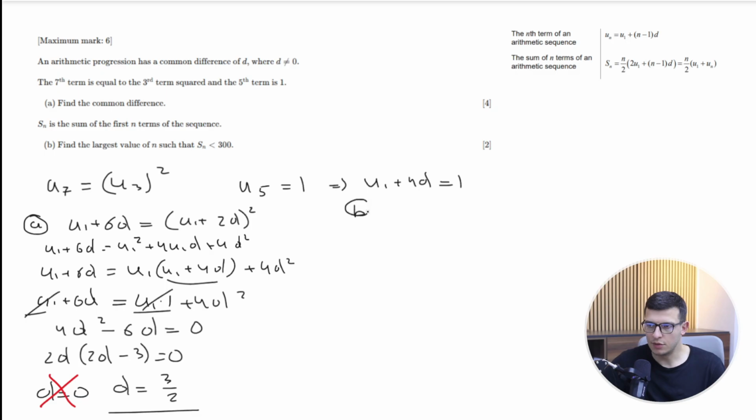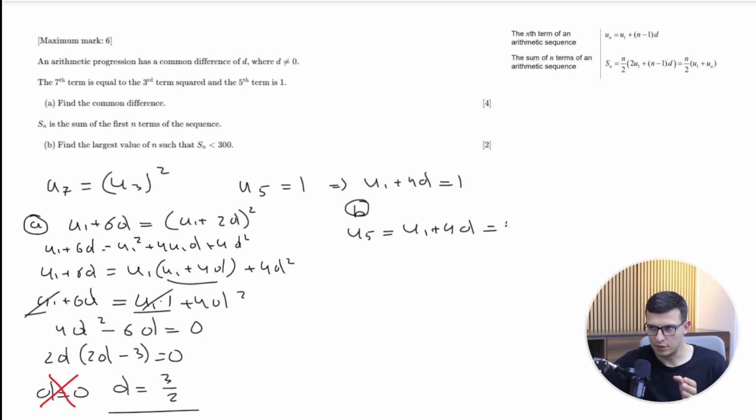Now let's take a look at question part B. Sn is the sum of the first n terms of the sequence. Find the largest value of n such that Sn is less than 300. Now, this is a bit more complicated than the questions that we did in the first video, but like I said, we use our formula. So for Sn, we don't know what n is, but we know what our d is. If we know our d, we can find our u1 from the fact that u5 is equal to 1. So u5 is equal to u1 plus 4d, which I wrote at the top.